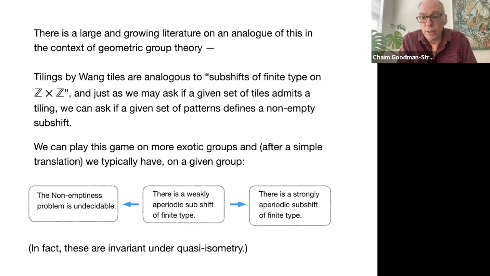That's pretty cool. But the result at the bottom, which should have gotten a theorem, is that the existence of, say, a strongly aperiodic subshift of finite type, or whether or not the emptiness problem is undecidable, is actually a QI invariant. So first of all, that implies that for any given group, it doesn't matter which Cayley graph you use, but also, once you answer the question, for example, for one-ended hyperbolic groups, you've answered it for all one-ended hyperbolic groups. And this is a result from David Cohen, 2017. I really should make that a theorem, David Cohen slide.